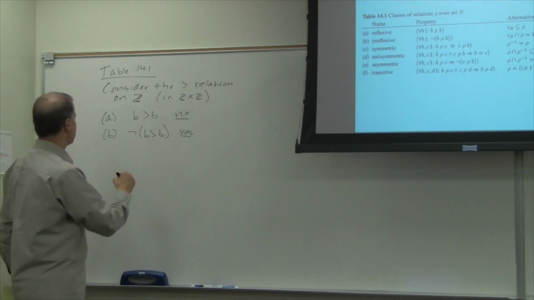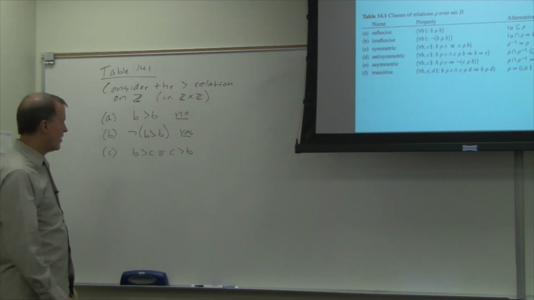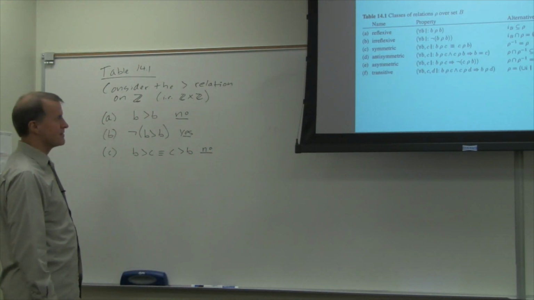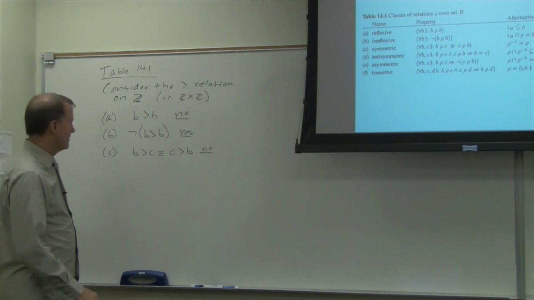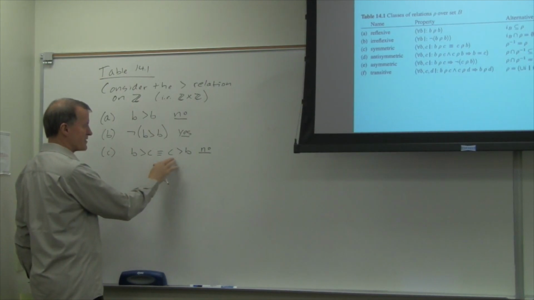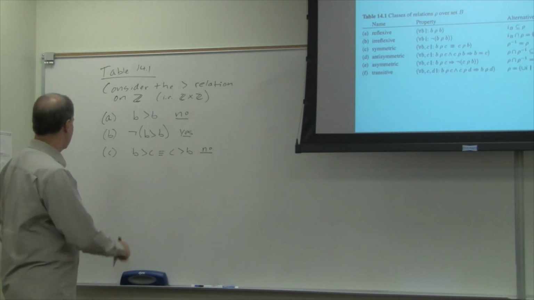Okay, let's see if it's symmetric. Is it true that for all B and C, B is greater than C is equivalent to C is greater than B? Is that true? No. So that means it's not symmetric, right? In other words, if B is 5 and C is 7, this would be false, but this would be true, right? And false doesn't equal true. Are you with me? Okay, let's do another.